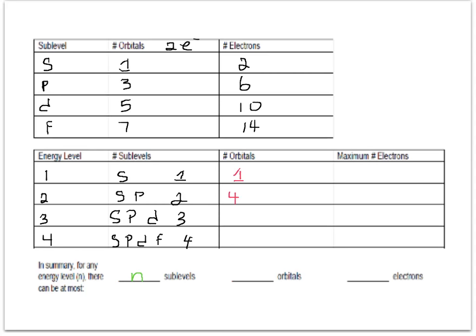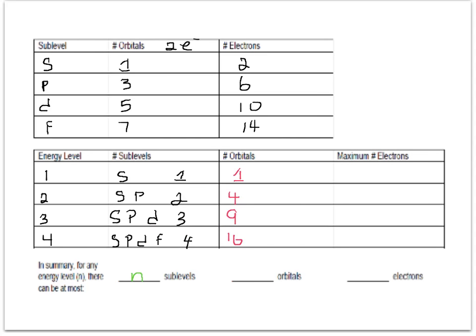Okay, let's do the same thing. In the third energy level, we have the S, the P, and the D. We already know the S and the P together gives us 4. So add the 5 from the D. That gives us 9. So add the 7 from the F to the 9 from the S, the P, and the D. That gives us 16.